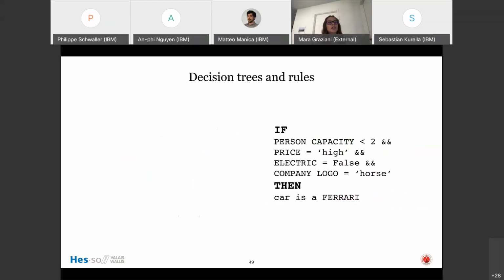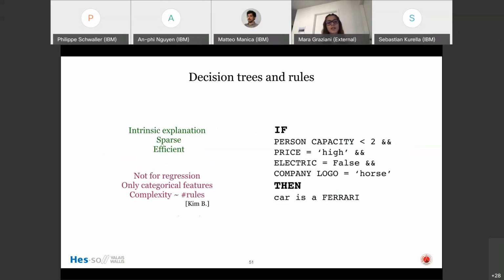Now, similarly, decision rules are a set of rules that lead to categorical classes. So for example, if the person capacity is less than 2, and the price is really high, and it's not electric, and the company logo is a horse, then the car is a Ferrari. So this set of rules has already an intrinsic explanation for our decision. This method is also sparse because if there are rules that are not useful for our task, then this wouldn't be considered and we would be able to see it, which makes decision rules quite efficient.